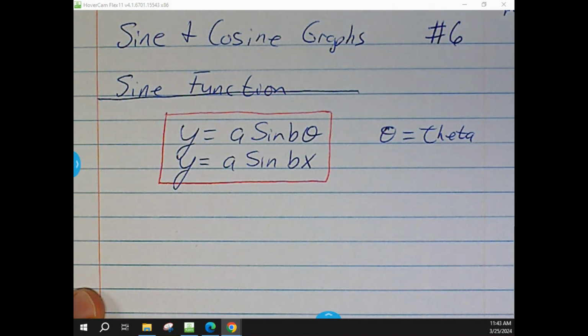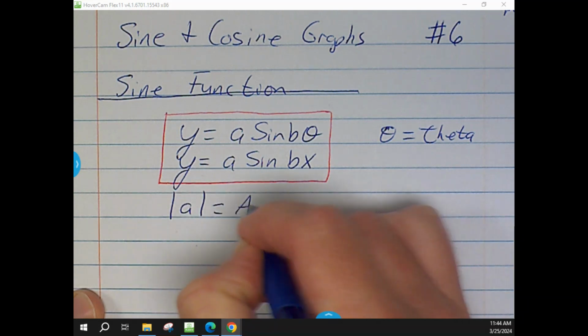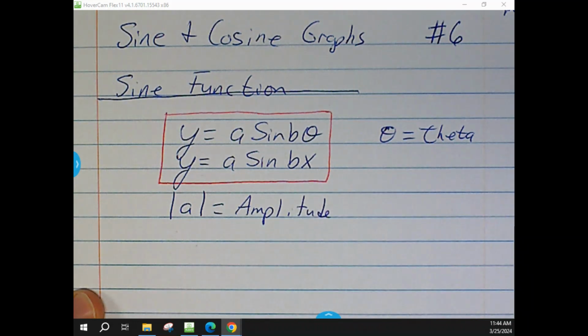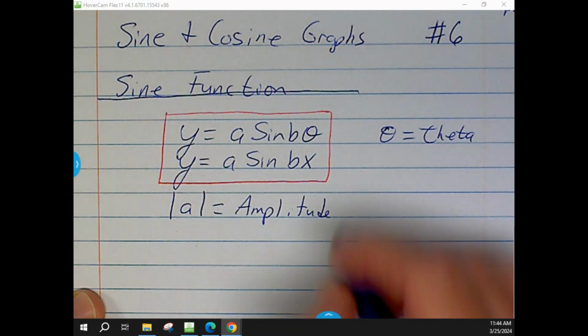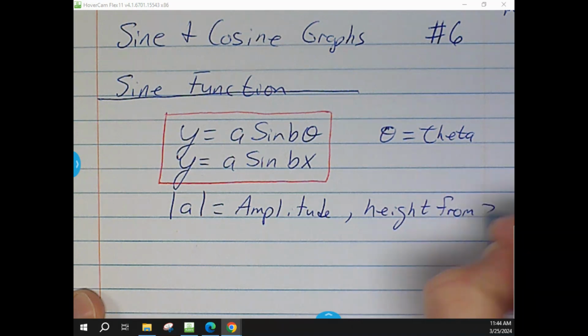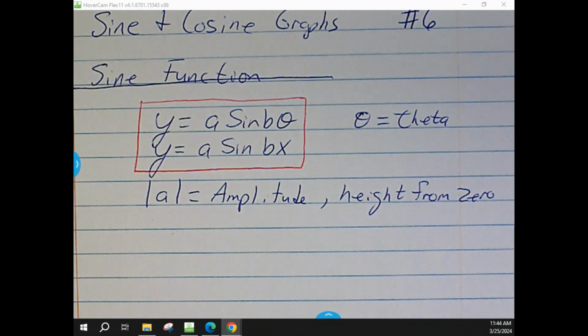Okay, and the big thing we're going to get from this is that A and B, the numbers we get here. If you take the absolute value of A, that's going to be the amplitude. When they talk about the amplitude, that is your height from zero. So when I talk about A, that's the amplitude. It's like if you start at zero, how high would it go? Now with sine and cosine graphs, it's also going to have negatives, but it's your height from zero when you go through this.